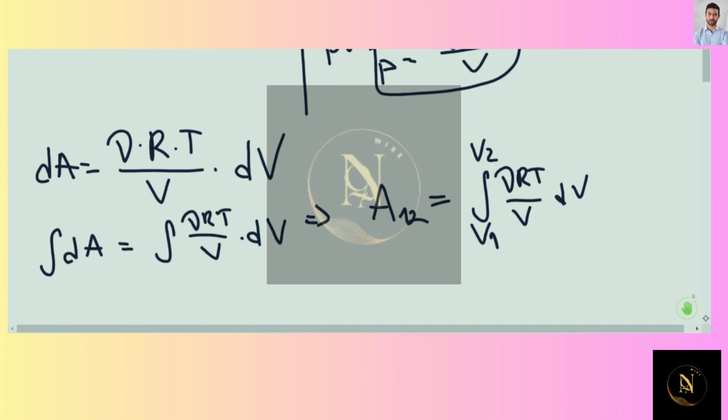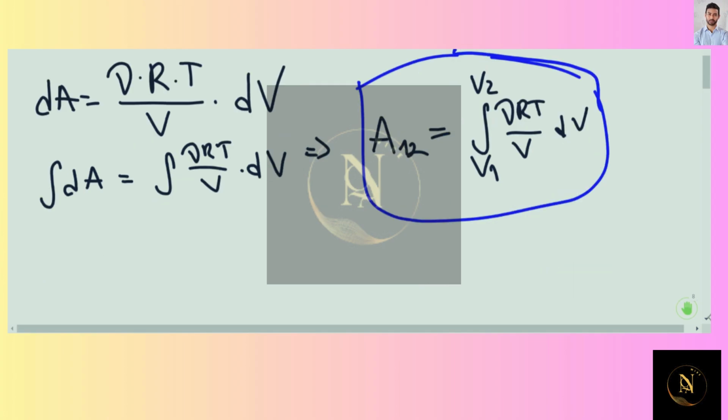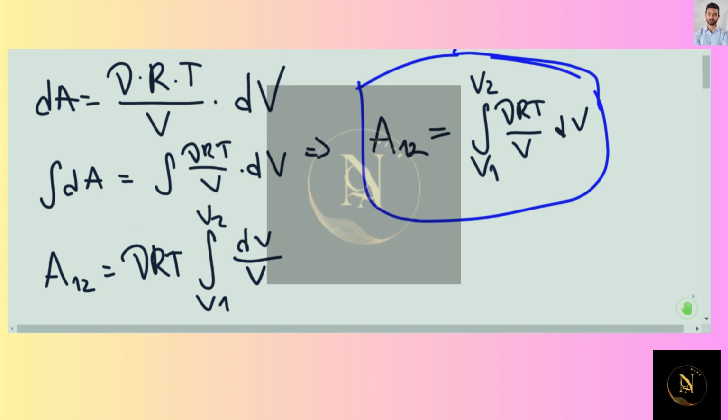So it means that we have to calculate this integral. Let's do this. Work done by the gas equals, we can remove nu R, temperature is constant, therefore we can simplify the integral. And we end up with the integral of dV over V from V1 to V2. So this integral equals the natural logarithm of V2 over V1.